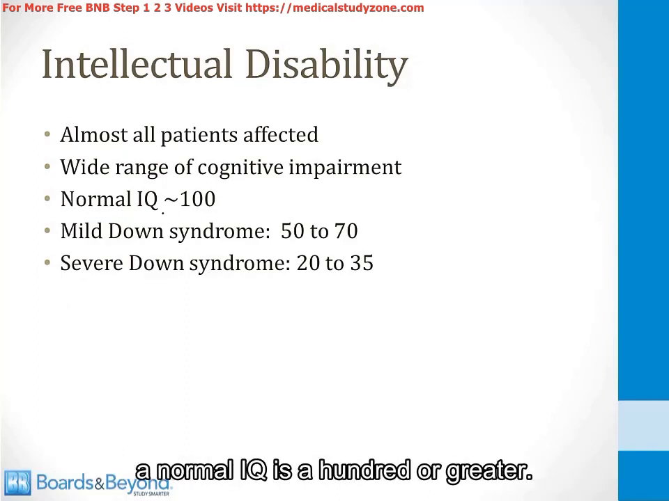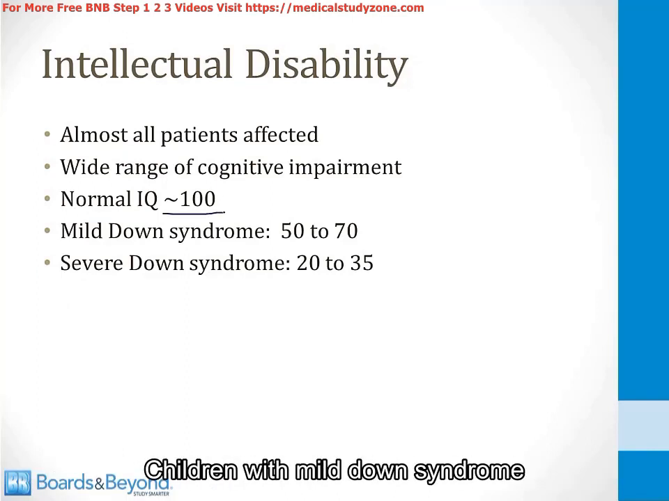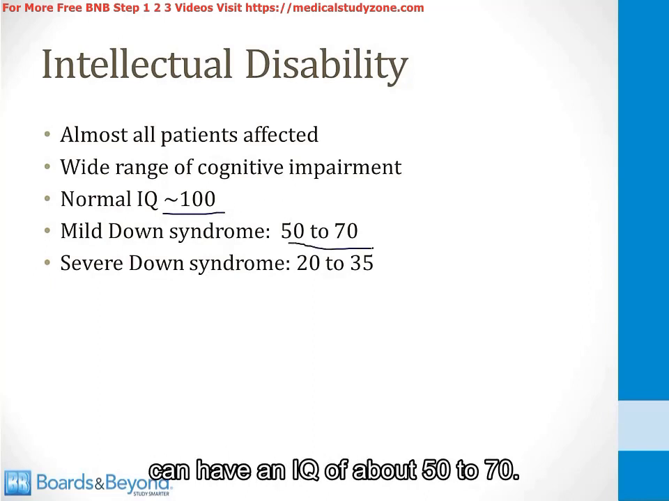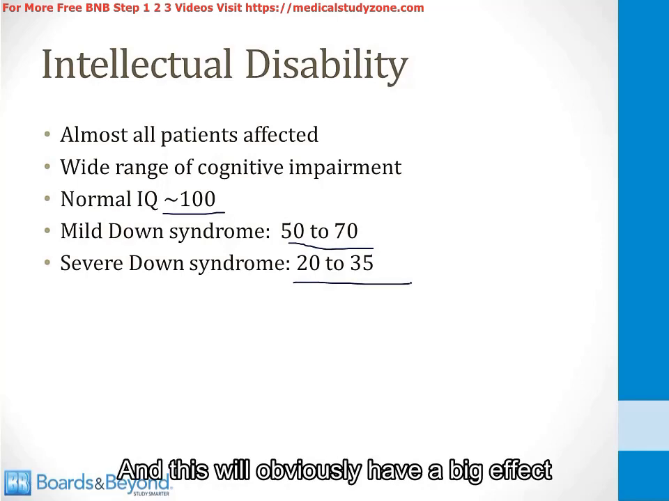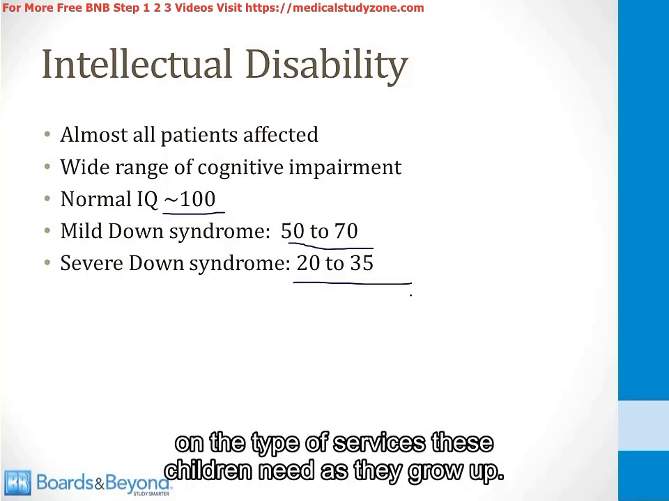A normal IQ is 100 or greater. Children with mild Down syndrome can have an IQ of about 50 to 70. Children with a more severe case can have an IQ of 20 to 35, and this will obviously have a big effect on the type of services these children need as they grow up.